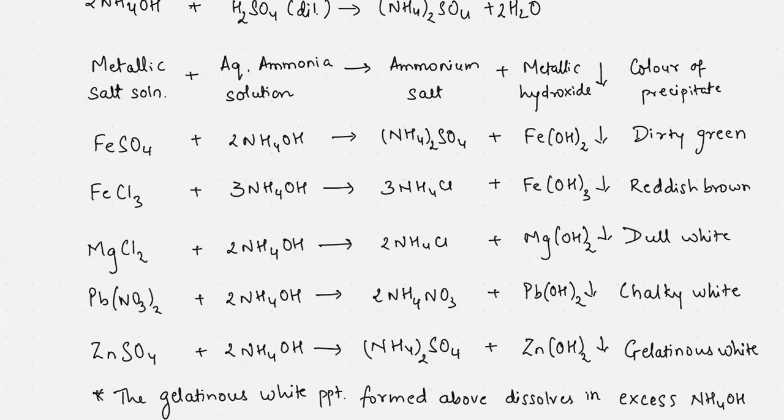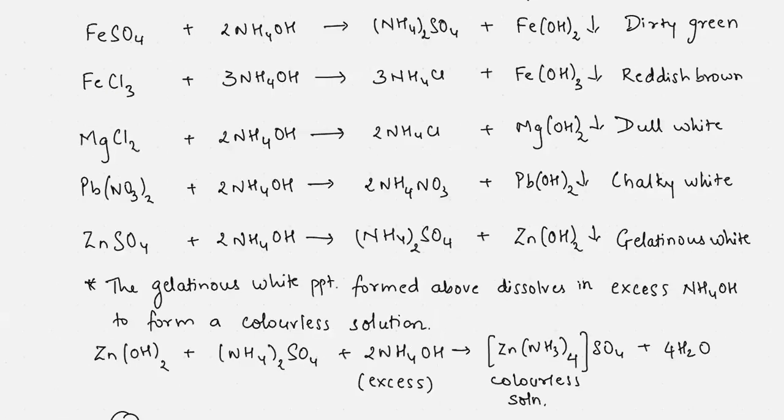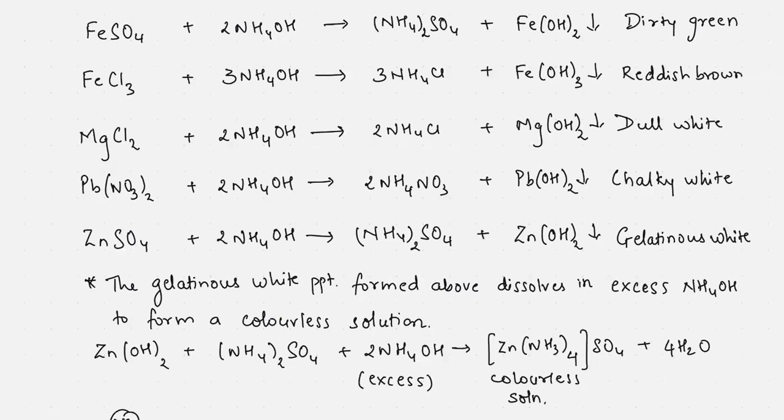Then if you get a dull white precipitate, which is again insoluble in excess of ammonium hydroxide, then the salt contains magnesium ions. If you get a chalky white precipitate, again insoluble in excess of ammonium hydroxide, then the salt contains lead ions. And if you get a gelatinous white precipitate which dissolves in excess of ammonium hydroxide, forming a colorless solution, then the salt contains zinc ions.